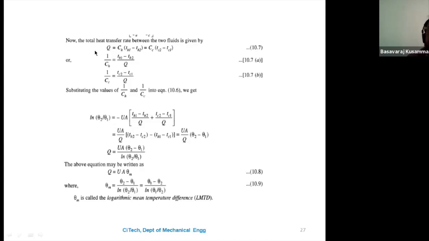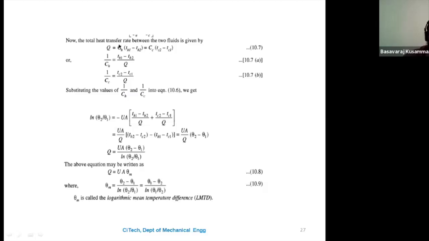Total heat for the entire element from inlet to outlet. We need to calculate the total heat. Total heat transfer between the two fluids is given by Q is equal to CH, the heat capacity of the hot fluid, times the inlet temperature of the hot fluid minus the outlet temperature of the hot fluid.